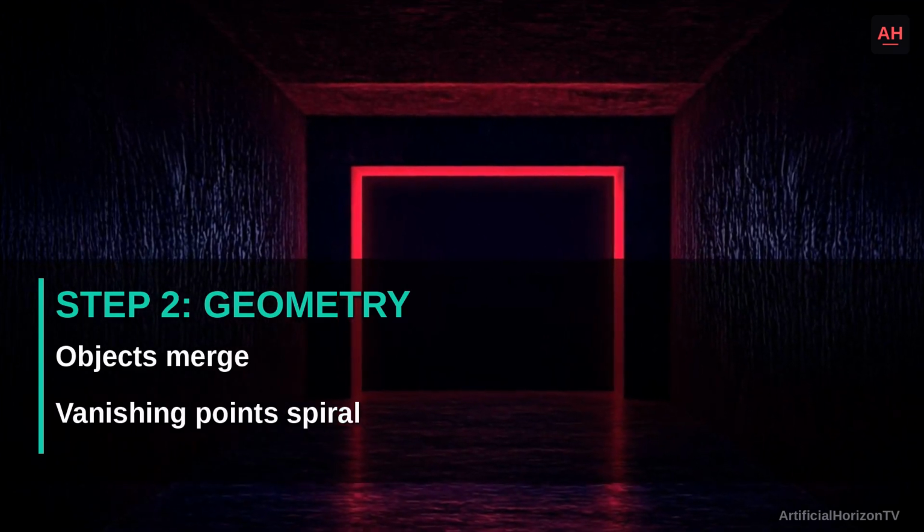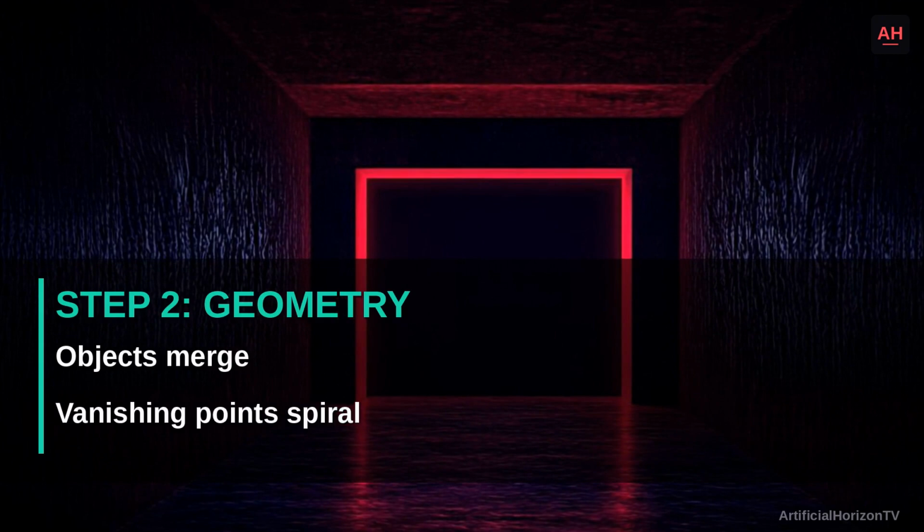Step 2. Impossible geometry and tangents. Scan for structural clipping. Objects merge into one another. Limbs disappear into clothing without a logical exit point. Backgrounds warp in ways physics would not allow. Look at the architecture. Straight lines bend, vanishing points spiral. AI struggles with perspective because it does not understand three-dimensional space. It only predicts what pixels should come next.